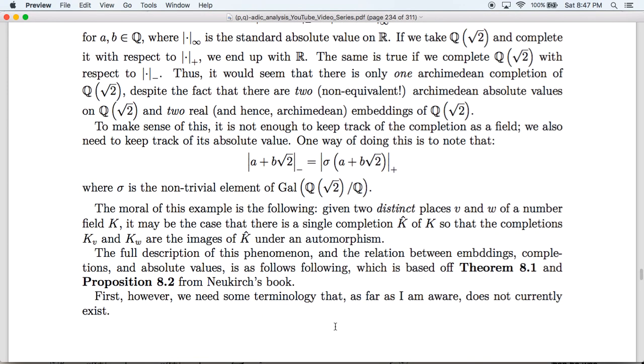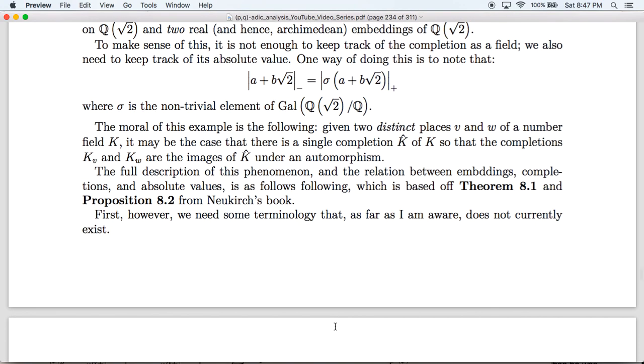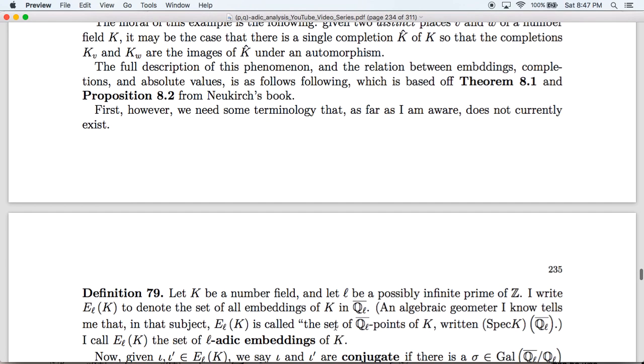And so the full description of this phenomenon, of this relation between absolute values, embeddings, and permutations, I'm basing off of Theorem 8.1 and Proposition 8.2 from Neukirch's book. First, however, we need some terminology that, as far as I'm aware, does not currently exist.